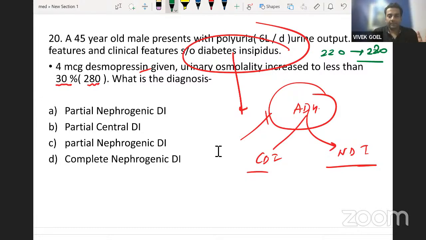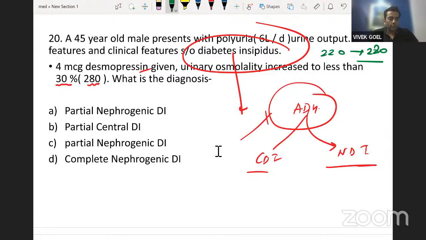Now, please understand, first of all, after giving desmopressin, the urine osmolality should increase by leaps and bounds. Okay? Somebody says urine osmolality 110, serum osmolality 280. I don't know what you are talking about. Nobody has told me these things in this question. I don't know if there was some other question or not. I was not told about that question.